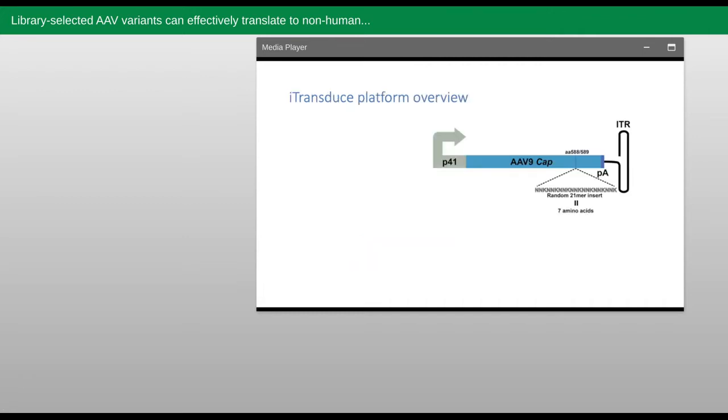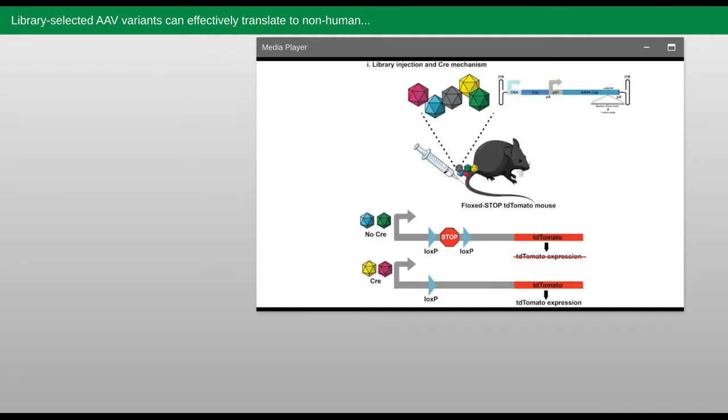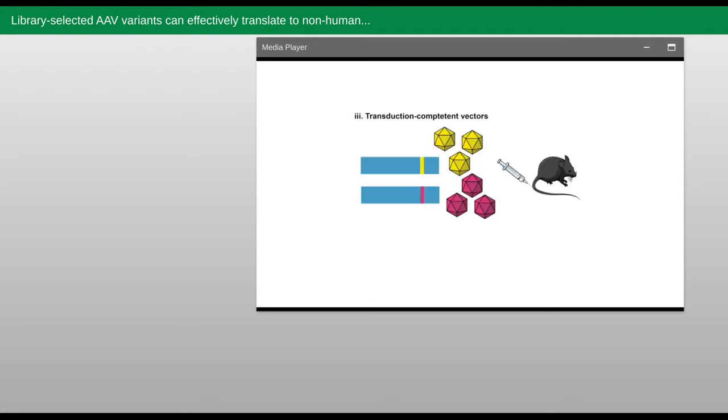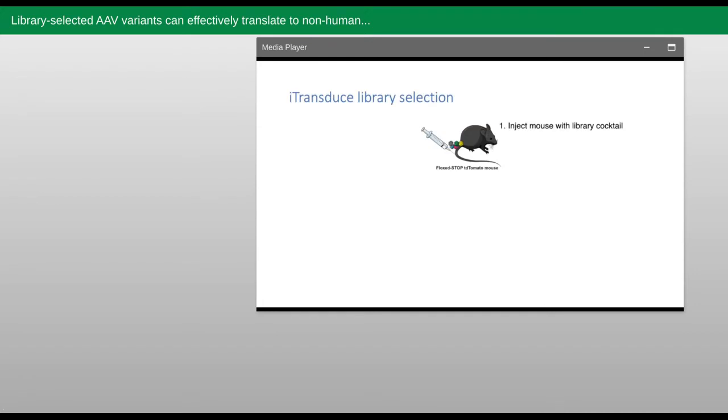As well as carrying the cap gene, our variants also incorporate a Cre expression cassette. This allows us to inject our library into a transgenic mouse carrying a Floxed-STOP fluorescent reporter. Variants that express Cre will unlock expression of tdTomato in this case. This allows us to flow sort out positive cells, co-sorting with a cell marker of interest, with the hope that variants purified from these cells will show enhanced properties.